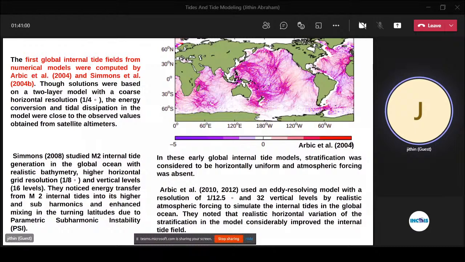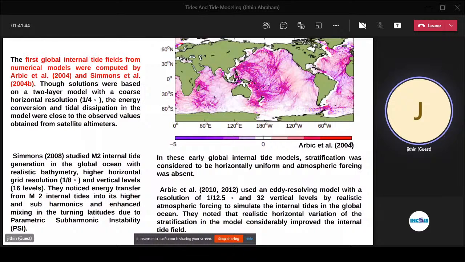Here we can see that there are very strong internal tide generation areas in the deep oceans, especially in the Pacific. These are the Hawaiian ridges. From here, internal tides are generated and propagate thousands of kilometers away. There is also strong internal tide generation in the Western Pacific near the East China Sea, the Luzon Strait area, and the South China Sea. From these areas, very strong internal tides are generated and propagate all across the Pacific.